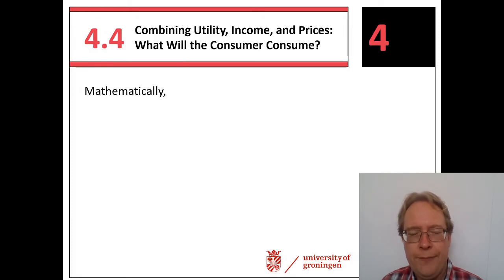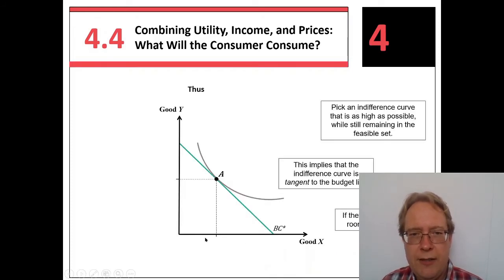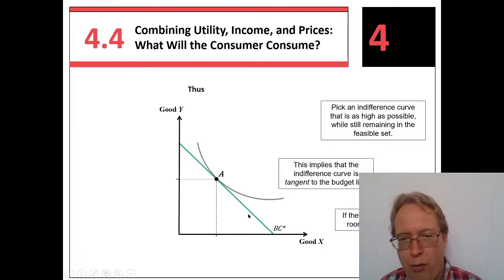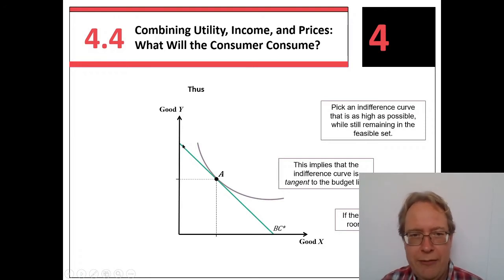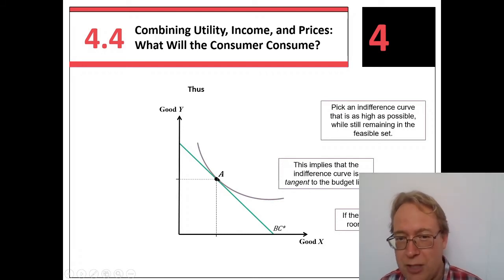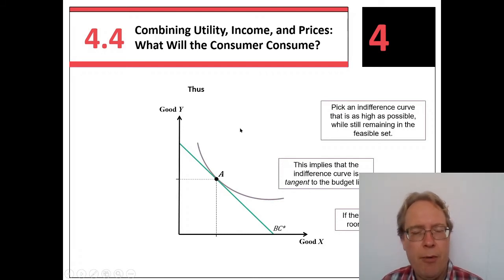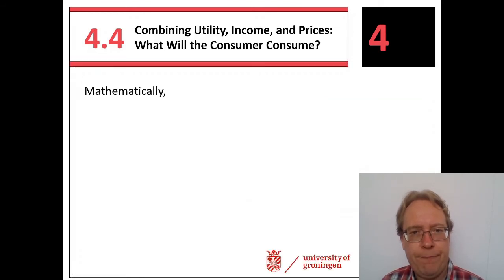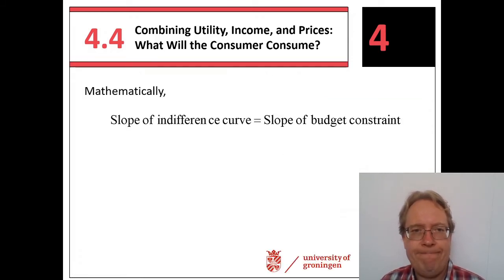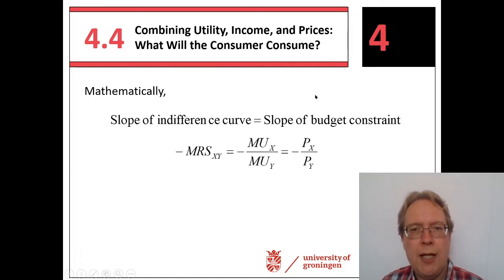Okay, let's do the math. Because the interesting thing is, the slopes of these things have to be equal, right? That's simply what tangent means. But we know the slope of this budget line. We derived that a couple of slides ago. And we also know the slope of the indifference curve, because that was my MRS, my marginal rate of substitution. So in other words, the slope of the indifference curve has to equal the slope of the budget constraint.